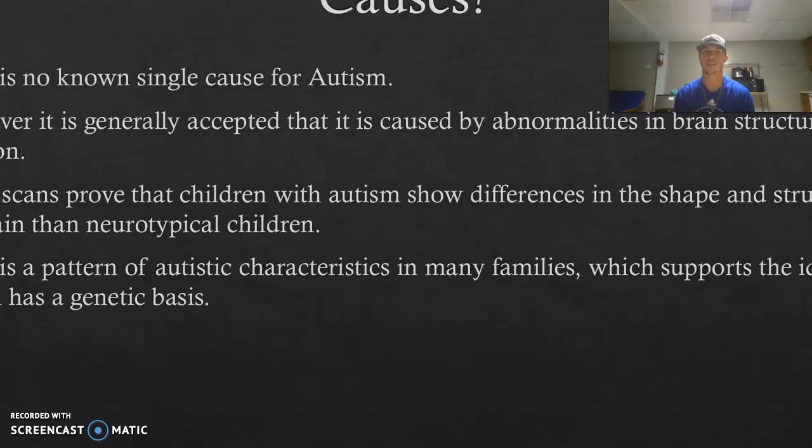So causes, there's no single cause for autism. However, it is generally accepted that it is caused by abnormalities in brain structure or function. Brain scans prove that children with autism show differences in the shape and structure of the brain than, per se, normal children. There is a pattern of autistic characteristics in many families, which supports the idea that autism has a genetic background.